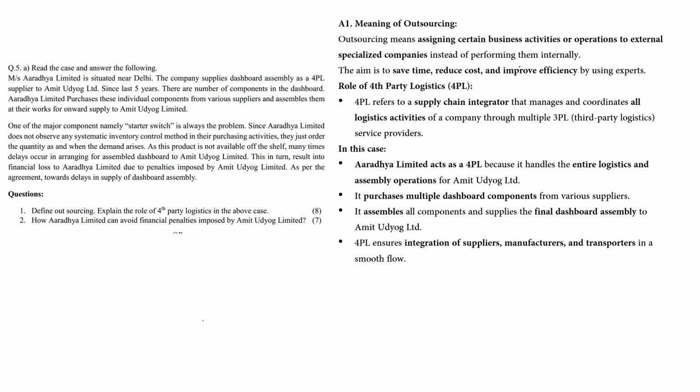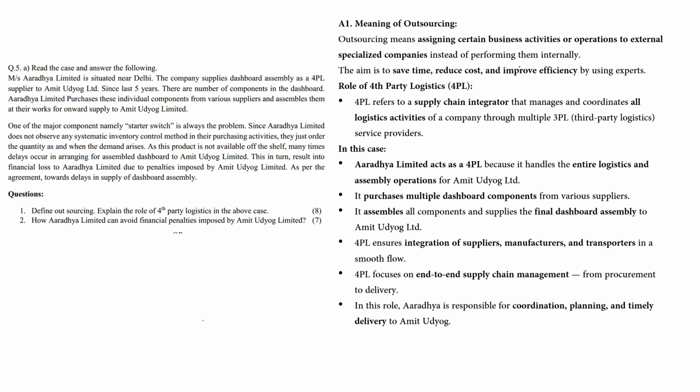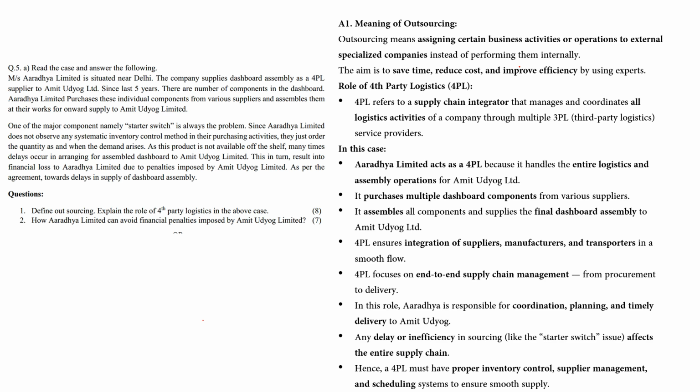So first we just spoke about Aradhya Limited, and now we are attaching the actual answer with this particular topic. 4PL focuses on end-to-end supply chain management from procurement to delivery. That's the basic meaning. In this role, Aradhya is responsible for coordinating, planning and timely delivery to Amit Udyog. Any delay or inefficiency in sourcing, like the starter switch issue which they have, will affect the entire supply chain, and because of which they are penalized. Hence a 4PL must have proper inventory control, supplier management and a scheduling system to ensure the smooth supply.